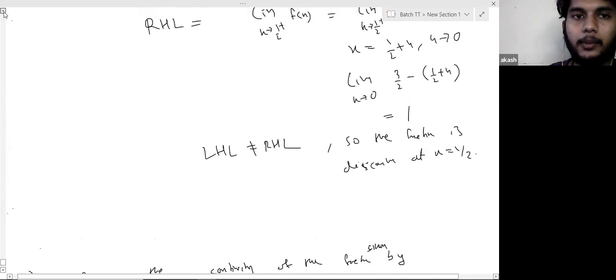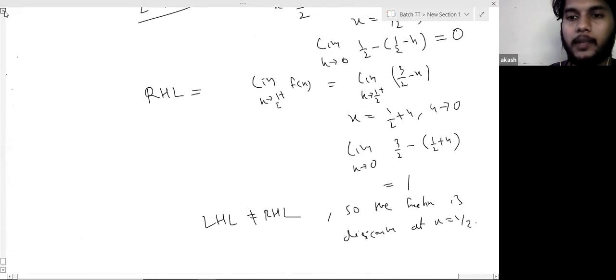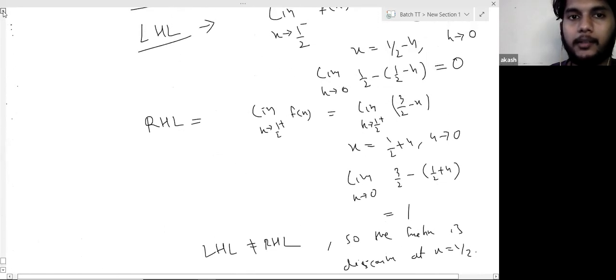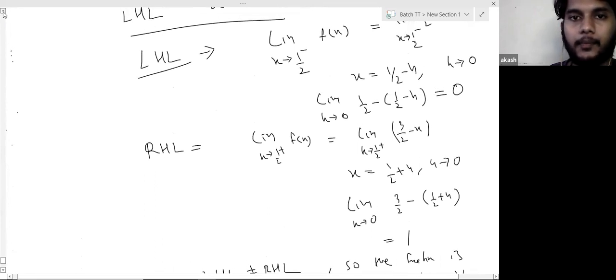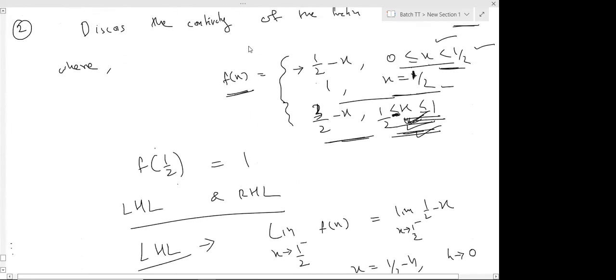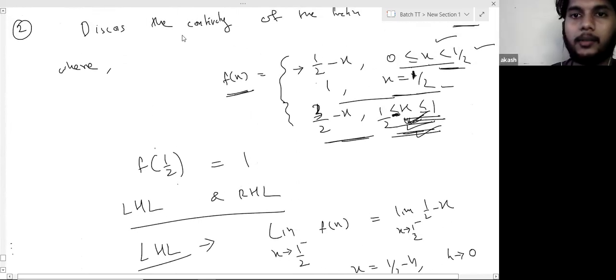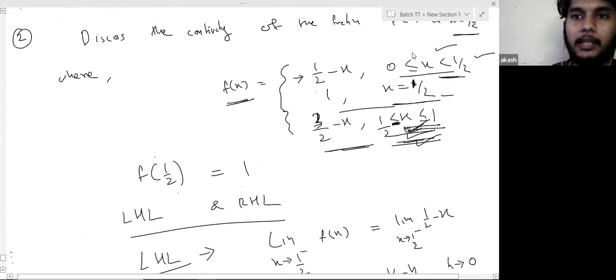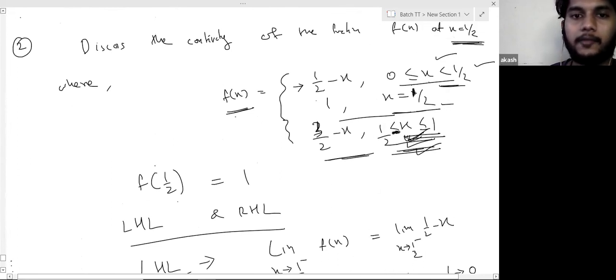All right, we have solved a few questions on continuity. So in the last class, I told you for a function to be continuous, you have to find the limit at that value and the function's value, right? Yes, sir. So let me explain this question. In this question, they are asking, discuss the continuity of the function at x equals half, and the function is given as half minus x when 0 is less than or equal to x is less than half. The function is 1 at x equals half. 3 by 2 minus x when x is more than half but less than 1.